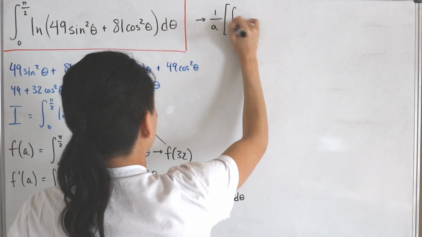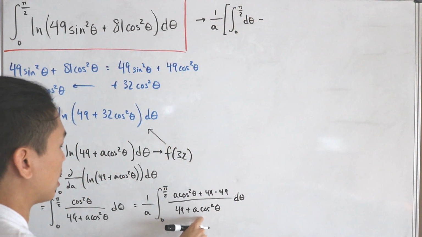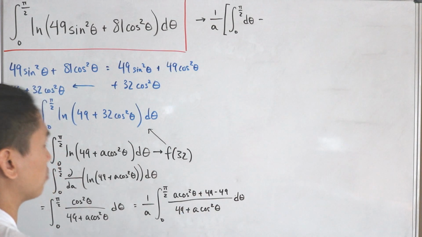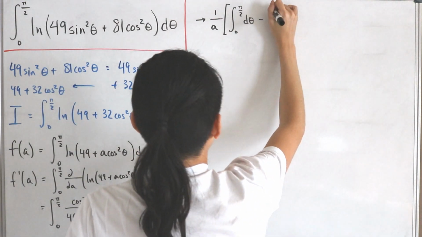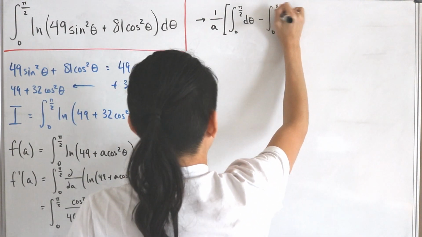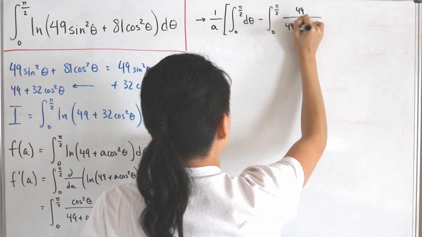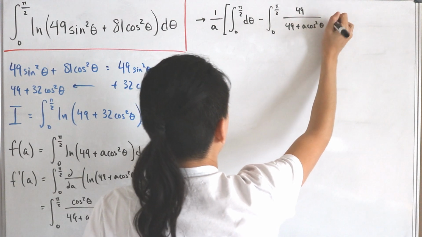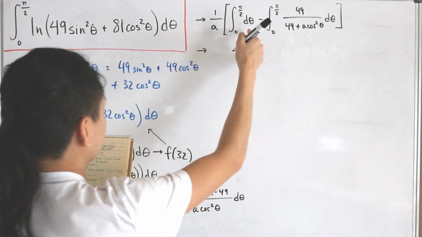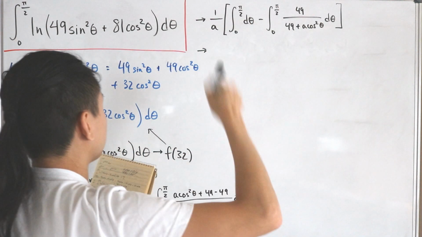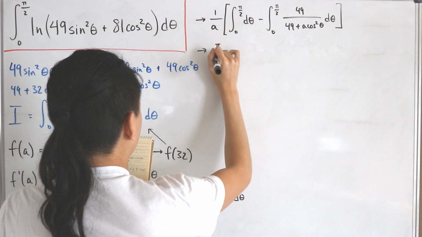So we'll have the integral from 0 to pi over 2 of just d theta, since the 49 plus a cosine squared theta over the same thing cancels out to just 1, and then we subtract 49 divided by our denominator over here. So the integral from 0 to pi divided by 2, then 49 divided by 49 added with a times cosine squared theta, and then d theta. So this is very self-explanatory to calculate, obviously. This is just going to be theta, just plug in pi over 2 and 0, subtract that, and then multiply this to here. So now that'll just yield us pi divided by 2a.